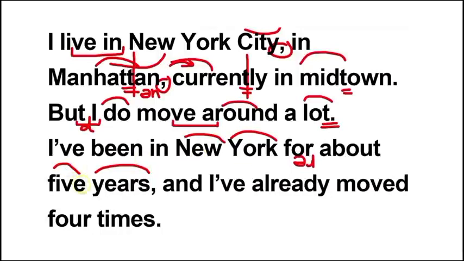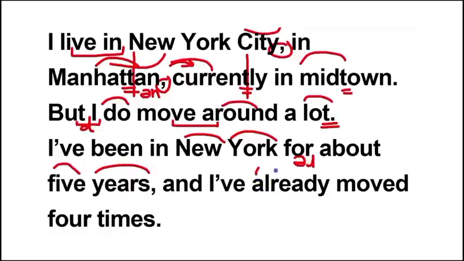And then 5 and years are both given more time because they're stressed. I've been in New York for about 5 years, and I've already moved 4 times. Here I'm hearing all, and moved, for and times as being the most stressed syllables in that sentence fragment.